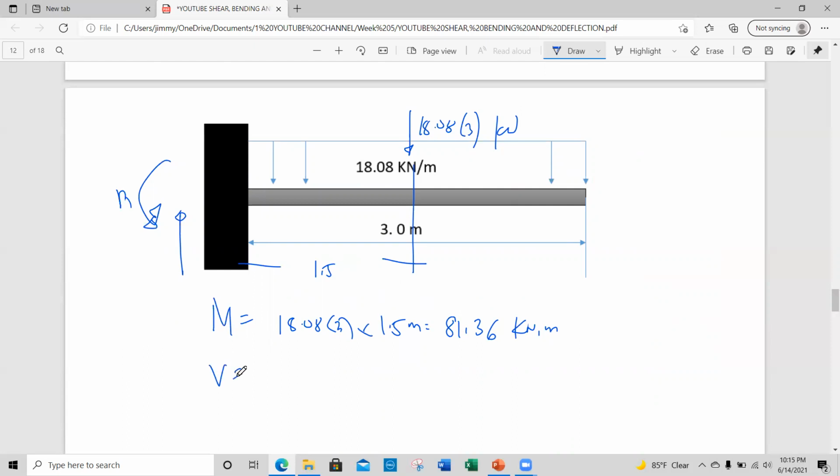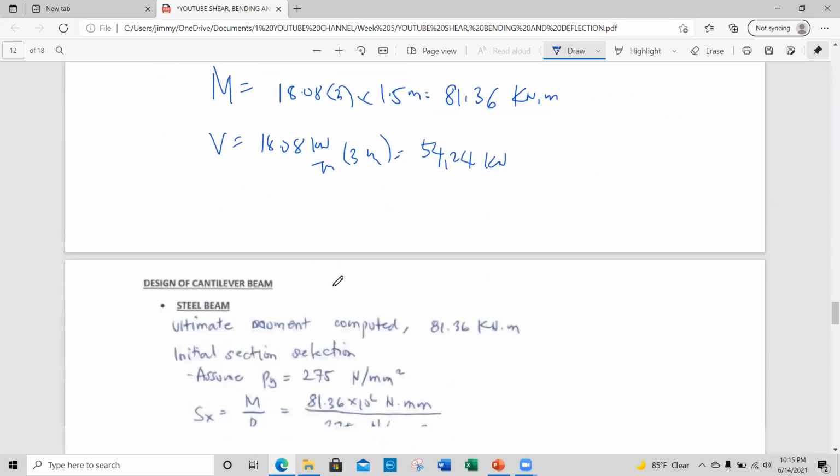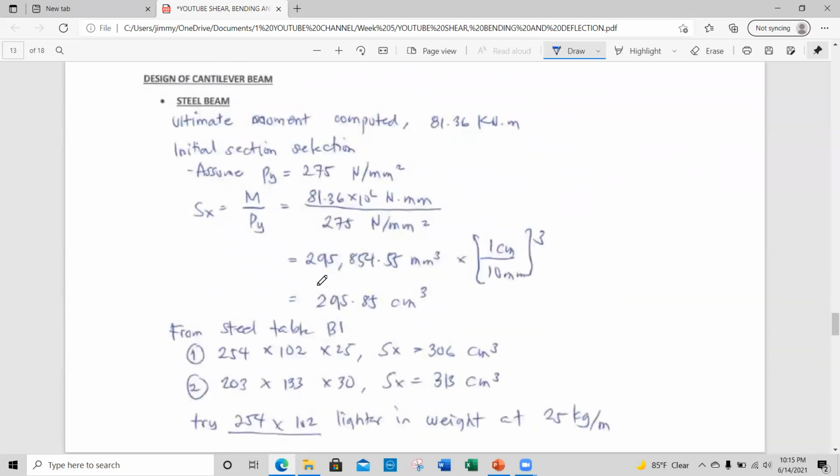And then of course you also have shear here, which is just equal to the load, equivalent to 54.24 kilonewton, or 18.08 kilonewton per meter times 3 meter. You get 54.24 kilonewtons. As a simple calculation, we are going to calculate moment and shear, because we are going to use these.